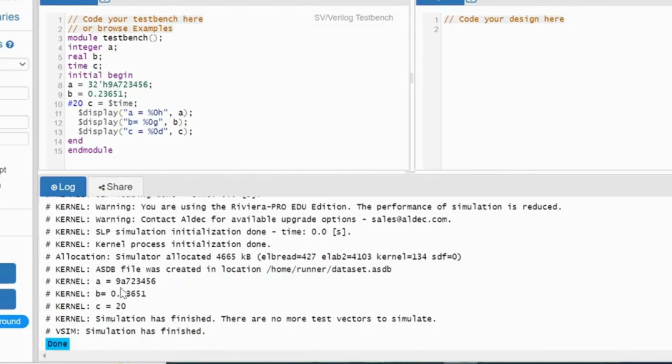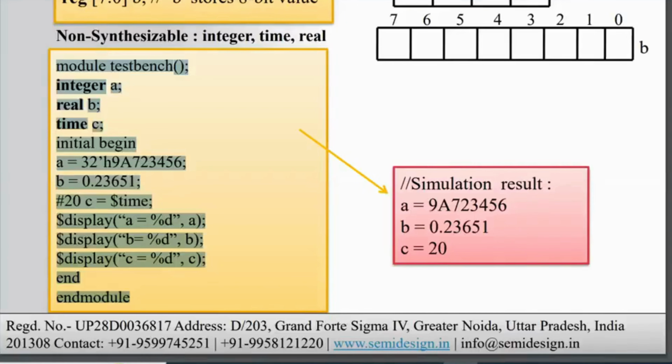Okay, see, now we got all values in order. So these are the different data types we have which are non-synthesizable. These things we cannot use for designing. We can use them only for the test bench. Okay. Clear? Any doubts?